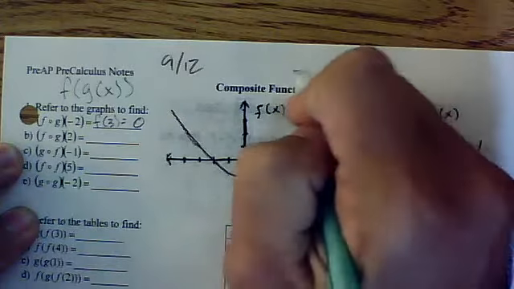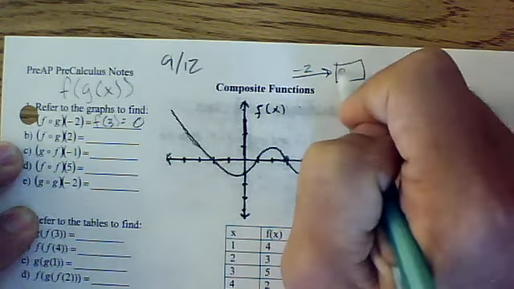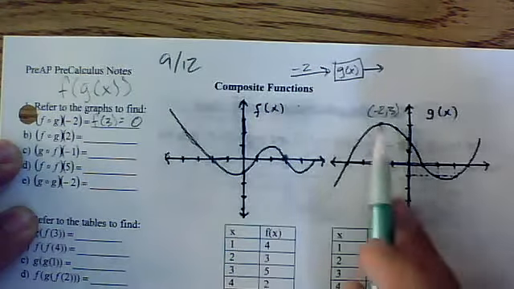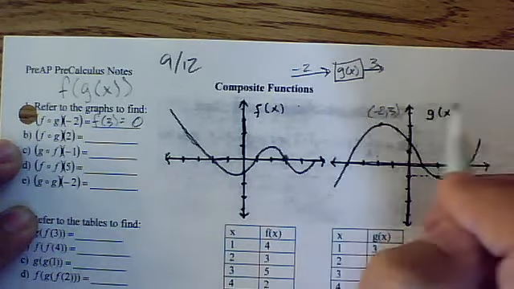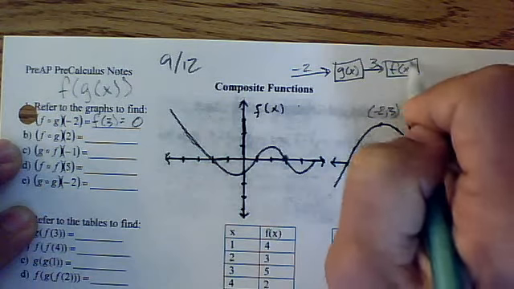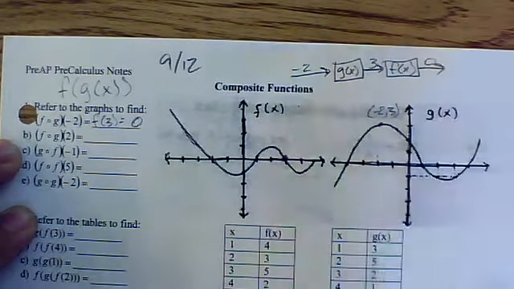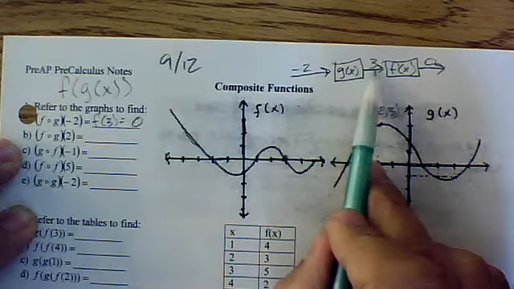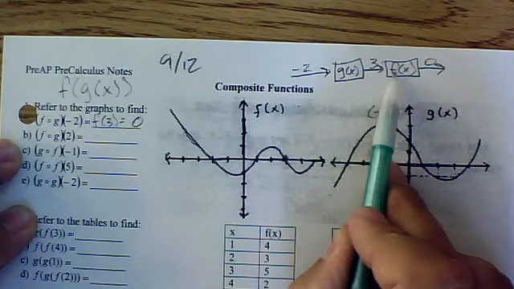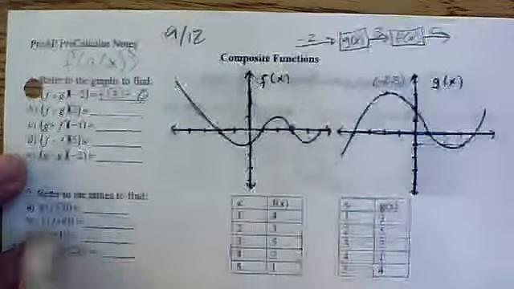If I take negative 2 and I plug that into the g function, when I plugged in a negative 2, out of that came a 3, and then I plugged that into the f function, and then out of that came 0. So the output of the inner function becomes the input of the outer function, right here. So let's do a few more.